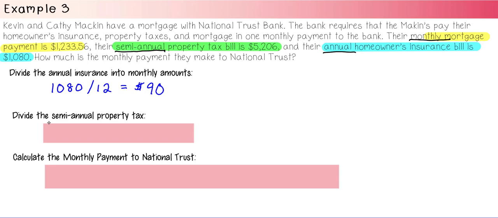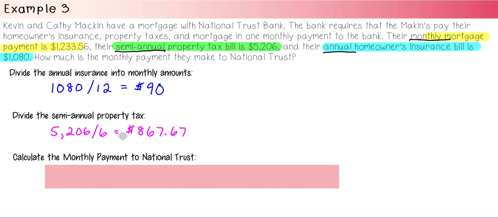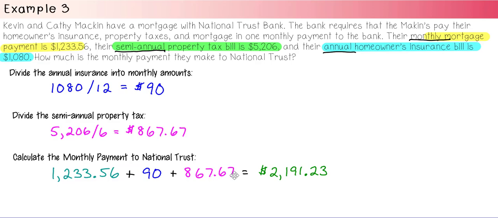The semi-annual property tax, we pay that twice a year. So to change that into a monthly amount, because that amount covers 6 months at a time, you would take $5,206 and divide it by 6. And to calculate the total monthly payment to National Trust, you're going to add your monthly mortgage, the tax, and the homeowner insurance amount. And so that tells us that the monthly payment they make to their bank is $2,191.23.